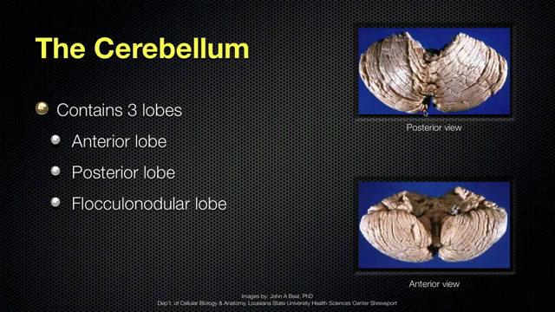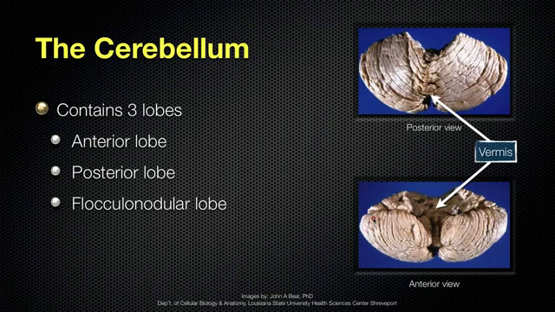Now the largest lobe would be, you can see that here, the posterior lobes. You can see that's bigger than the anterior. And the smallest would be the flocculonodular lobe. There's one more structure that I want to talk about, and that is called the vermis. And you can see the vermis right there, kind of in between the two lobes.